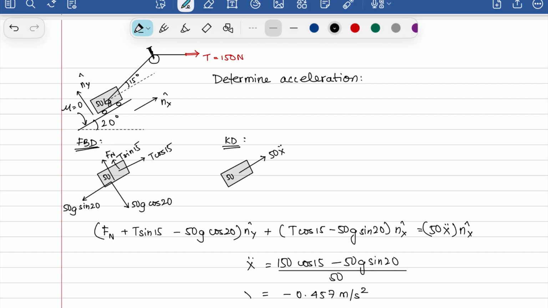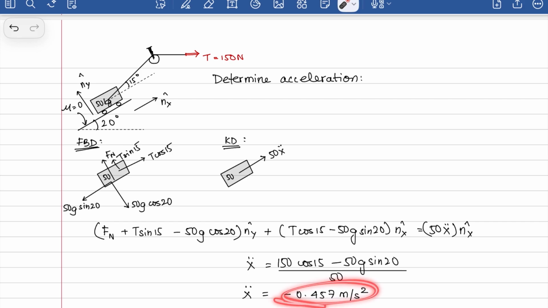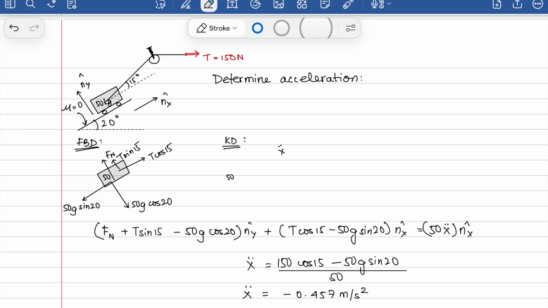What is the meaning of this x double dot being negative? It means that our assumption of the acceleration being up the slope is not actually true. It would actually have been down the slope. That's all this negative sign means.